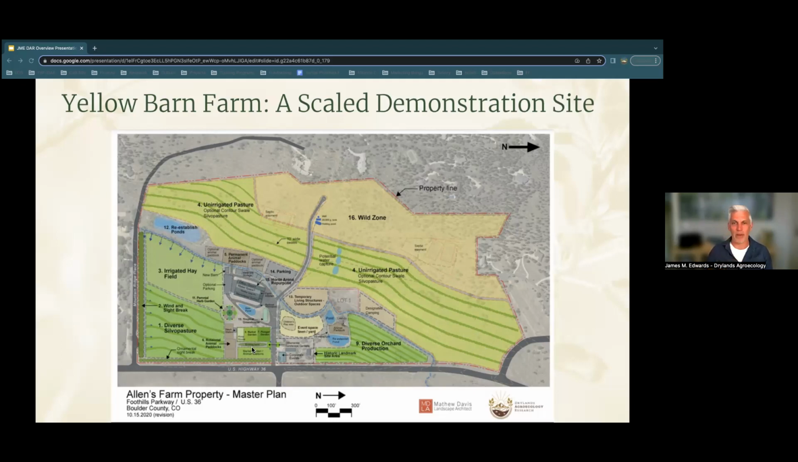And Yellow Barn itself has a wealth of different kinds of social programming and events, everything from yoga classes to tree plantings to seminars. And it's just wonderful to be partnered with them.